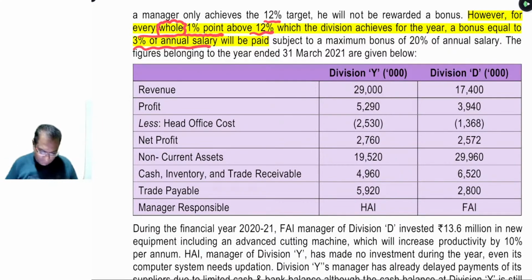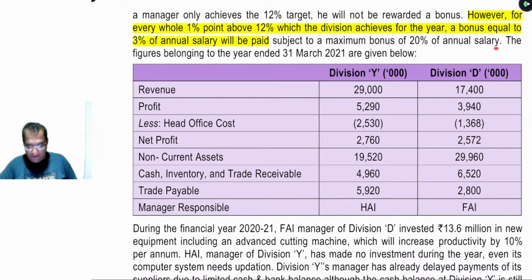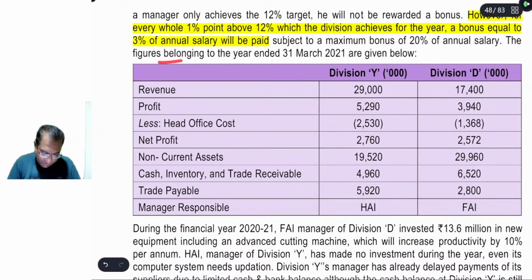देखिए, subject to a maximum bonus of 20% of annual salary. तो यहां पे उन्होंने एक लिमिट लगा दी है कि बोनस will not exceed 20% of annual salary. Okay. The figures belonging to March ended 21 are given below.